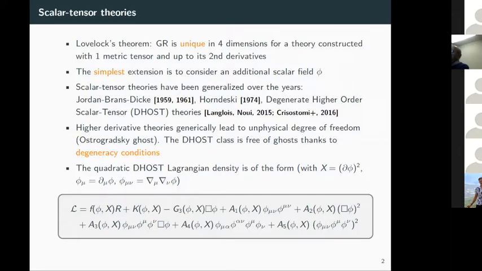And the simplest way to do this is to add a scalar field. And this leads to scalar tensor theories, which have been developed and enhanced throughout the years, from the Jordan-Brans-Dicke theory to Horndeski, beyond Horndeski, and today the so-called DHOST, degenerate higher order scalar tensor theories. Even though the Lagrangian that I write here leads to higher order field equations, by imposing certain degeneracy conditions on the kinetic matrix, it's possible to obtain a theory that doesn't propagate an extra unhealthy degree of freedom called the Ostrogradsky ghost. So this is the general framework of theories that I'll be working with.